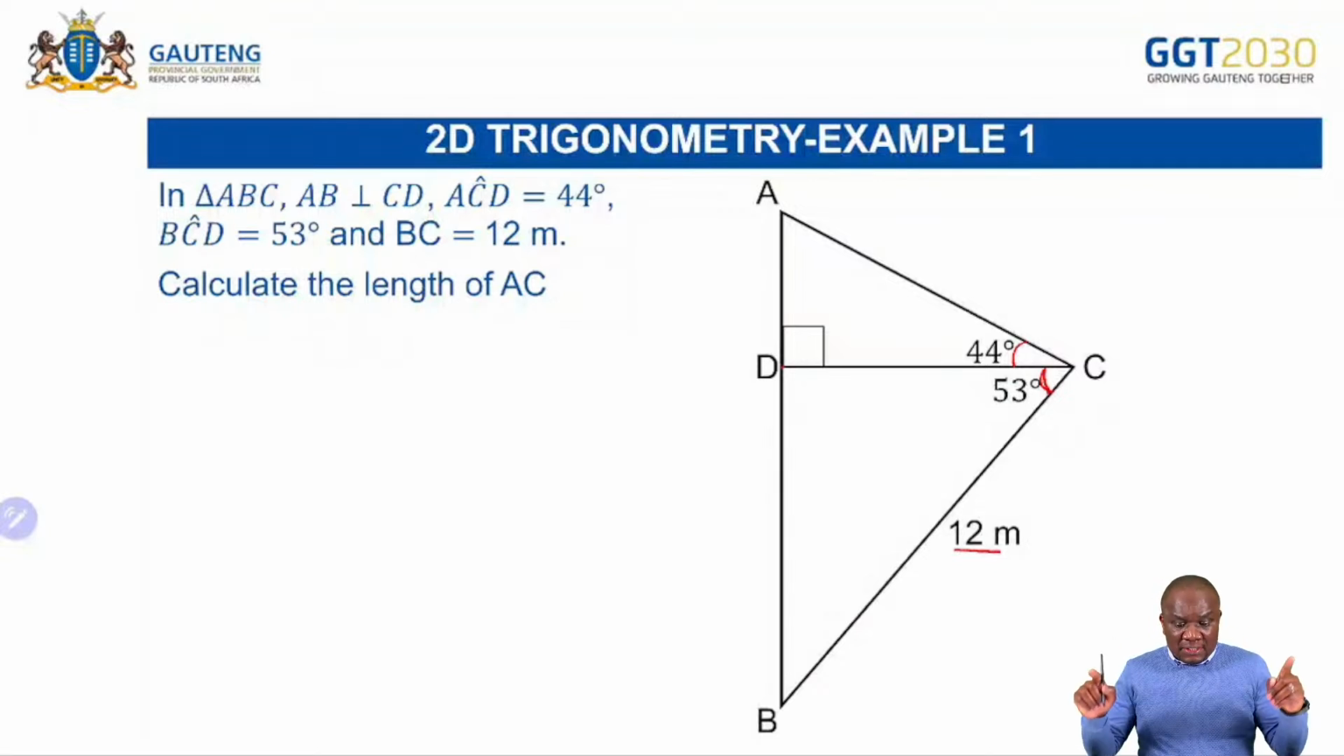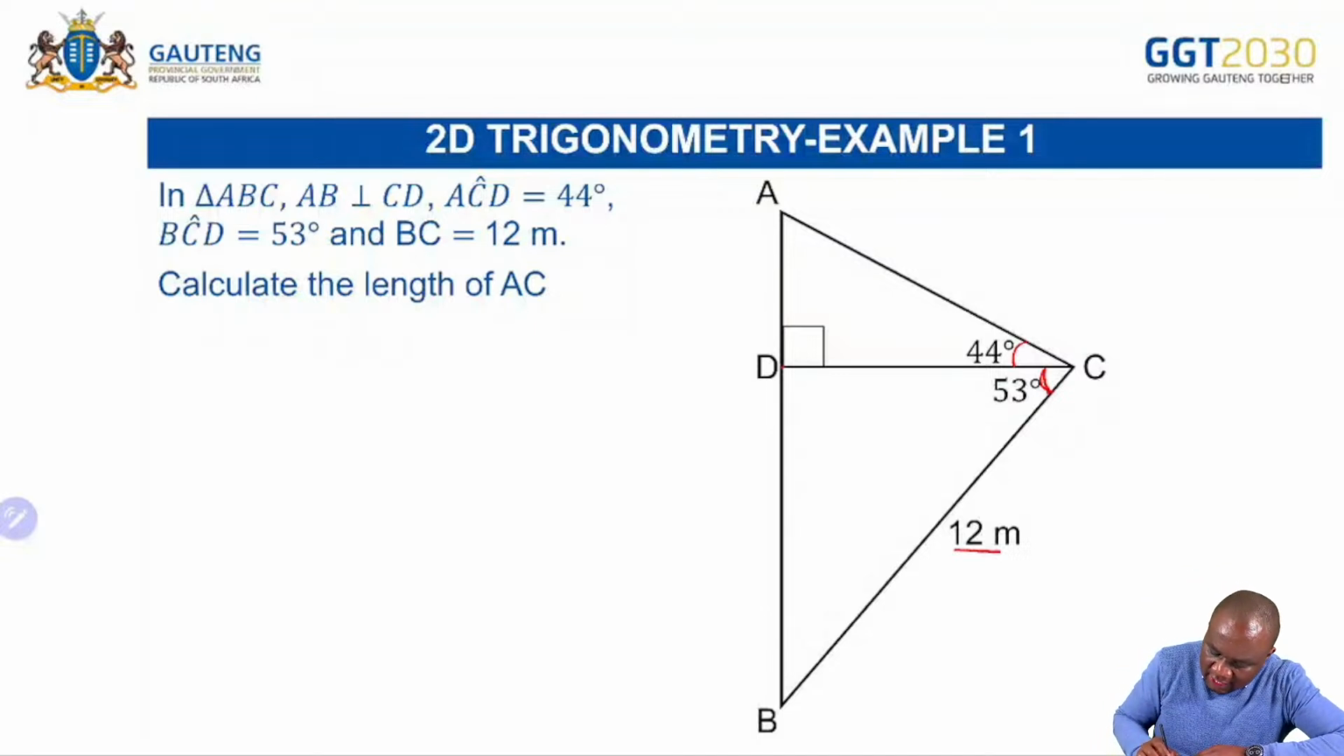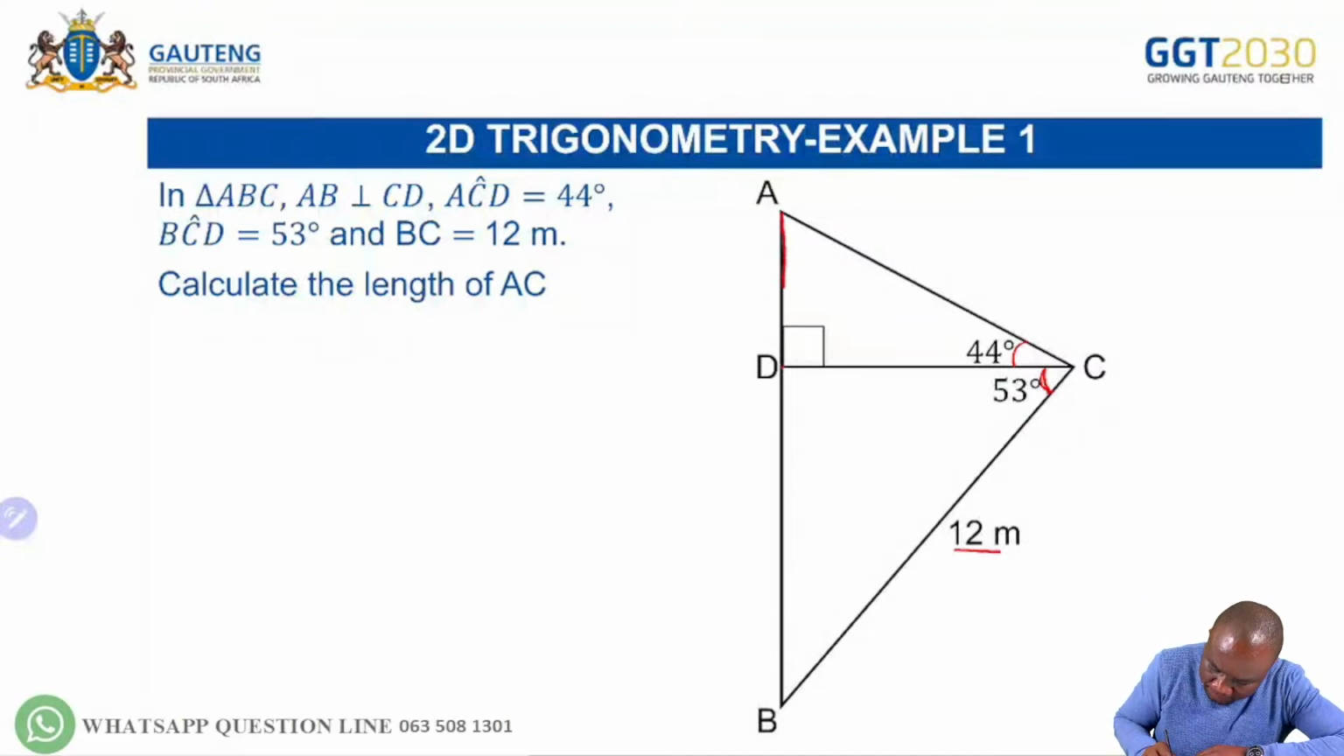We have our big triangle ABC, but inside the big triangle, we have smaller triangles. We have a triangle ADC.